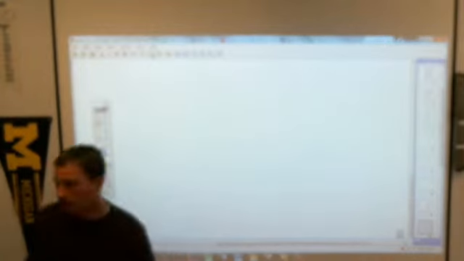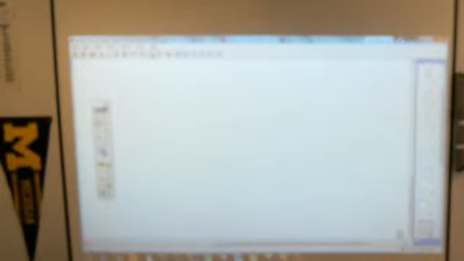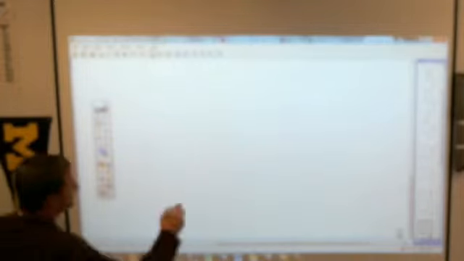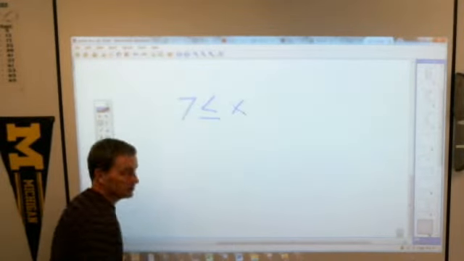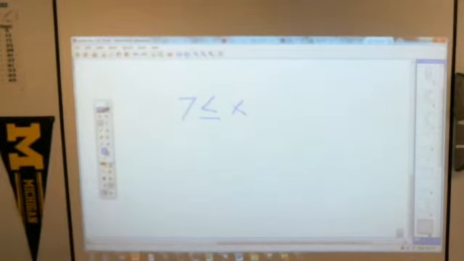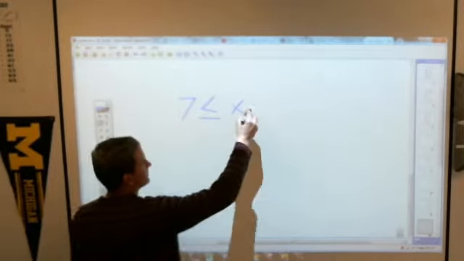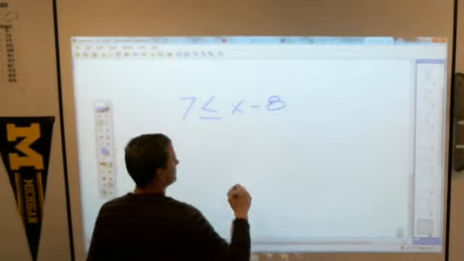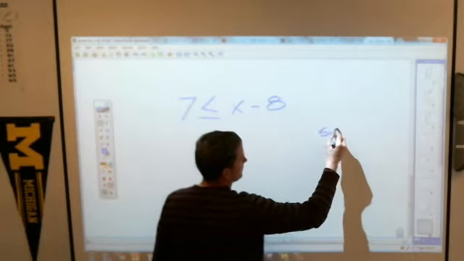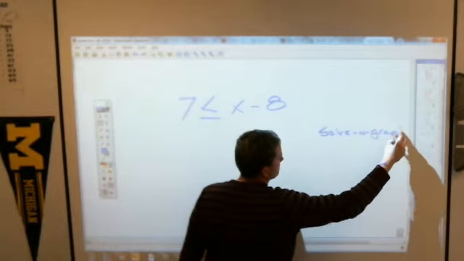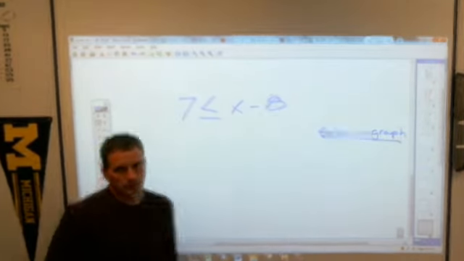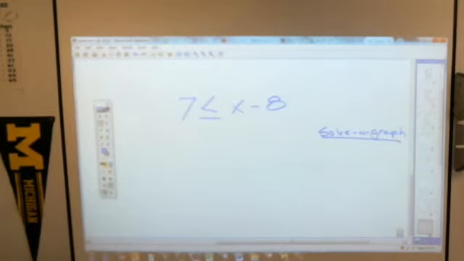Now, let's go for the tougher one. Ready? 7 is less than or equal to x minus 8. Solve and graph. Go.